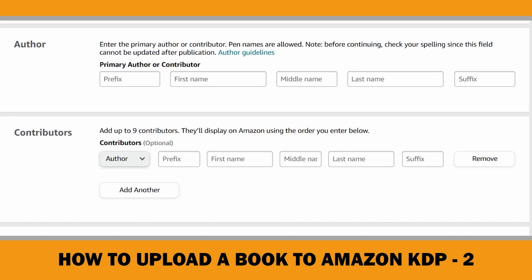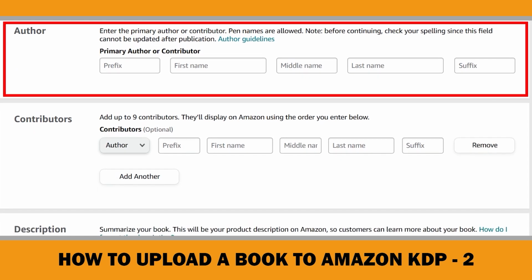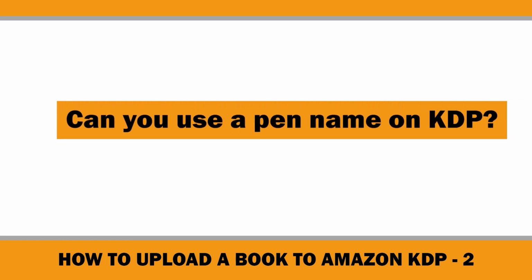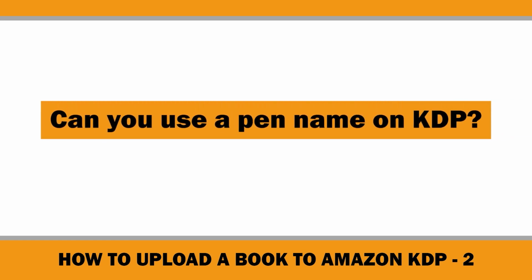Alright, next up is the author fields. Now every book on KDP must have at least one author or primary contributor. Once your book is published, you won't be able to change the primary author fields, so make sure to enter it carefully. Double check spelling and accuracy before moving forwards. So, can you use a pen name on KDP? Let's talk about how it works.